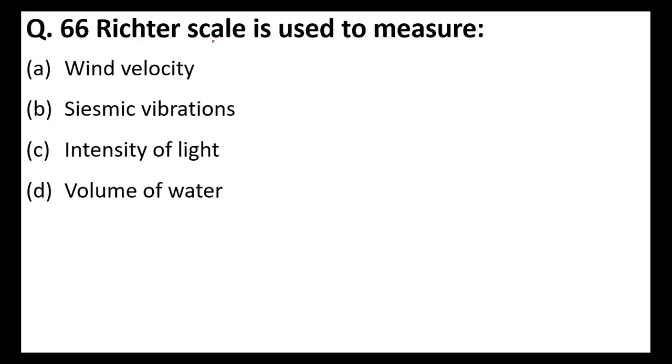Richter scale is used to measure wind velocity, seismic vibrations, intensity of light, or volume of water. So the right answer is option B, seismic vibrations. It means relating to earthquakes or vibrations of the earth and its crust. On the Richter scale, you have various magnitudes like 6, 7, 2, 3. So that is related to vibrations or earthquakes.